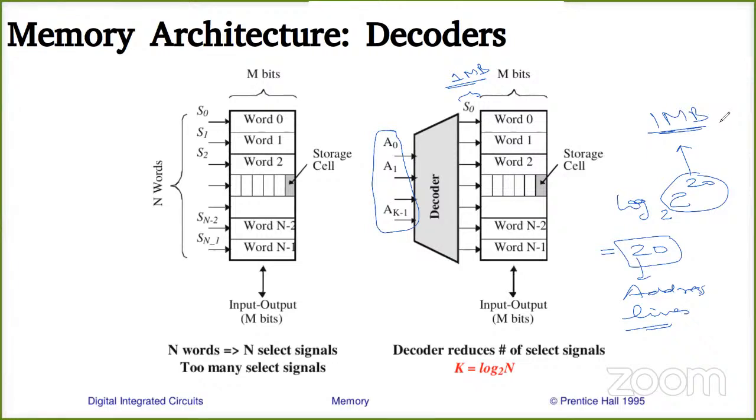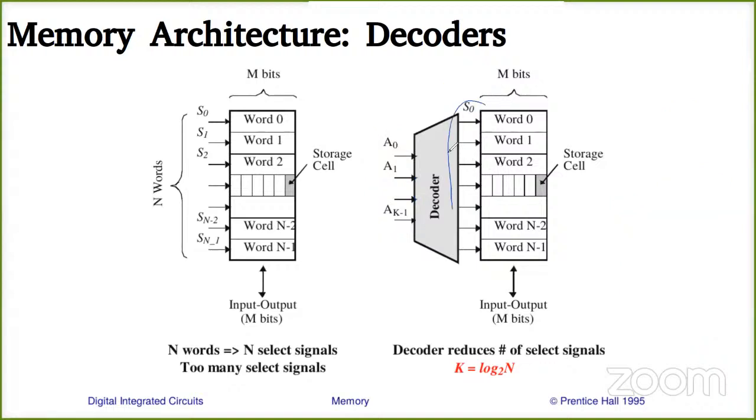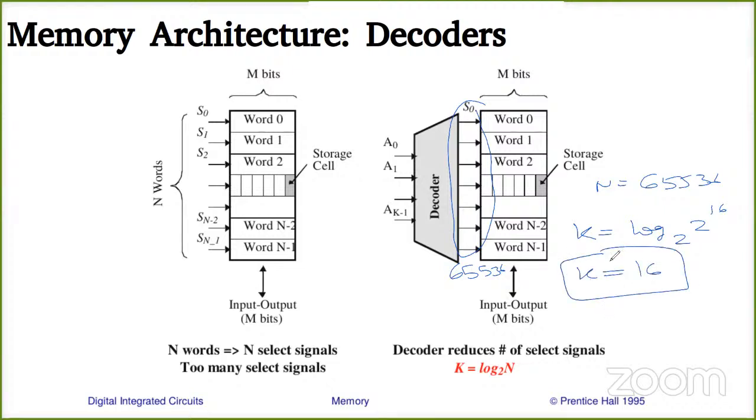Similarly, if there are 65,536 memory lines, that is n is 65,536, how many select lines, how many address lines are required over here? I will require log 2 to the base 2 raised to, what is 65,536? 2 raised to 16, right? That is 16. So I will require 16 address lines. In this way, we decide how many address lines we want. Your address lines are going to be 16, and 16 address lines can access 65,536 memory locations.